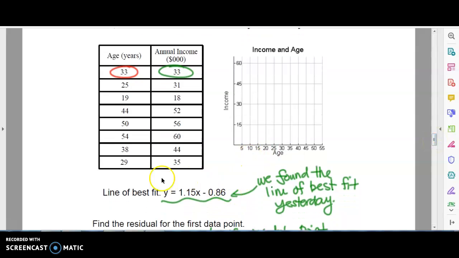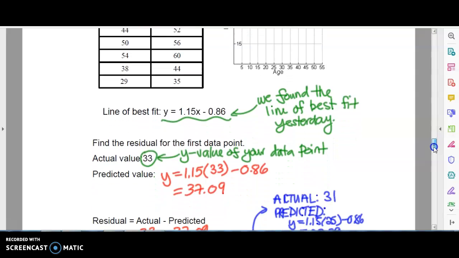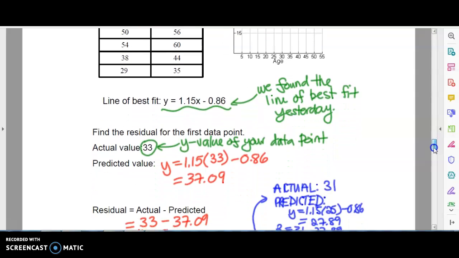We would need to use our line of best fit, right? So we have our line of best fit. The formula is right there: y equals 1.115x minus 0.86. And then basically we need to see what the difference is between what the line of best fit would predict and the actual data point over here in terms of income. Okay, so if I scroll down a little bit here, find the residual value for the first data point.